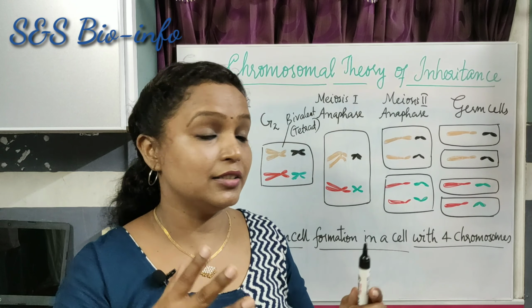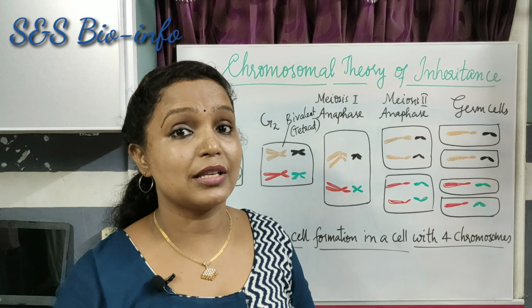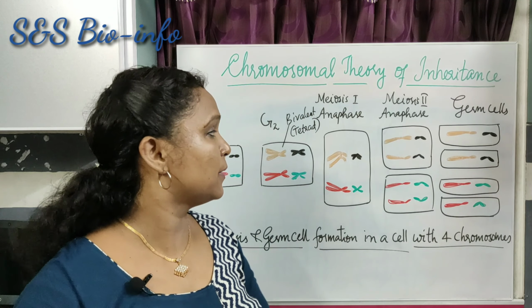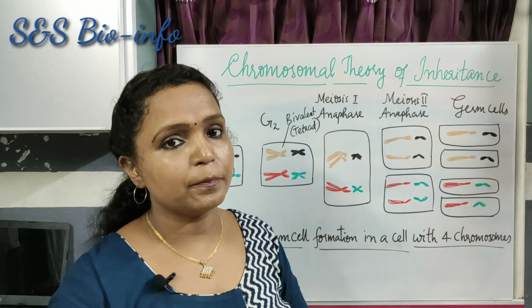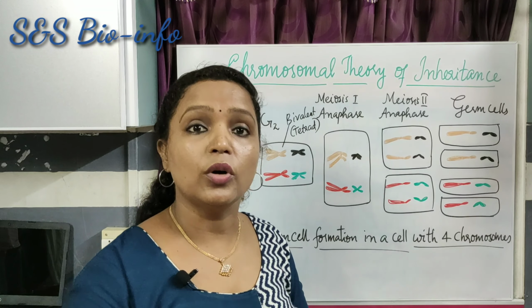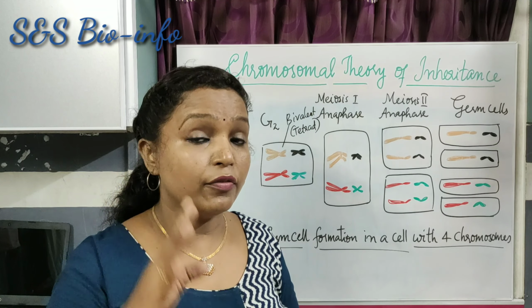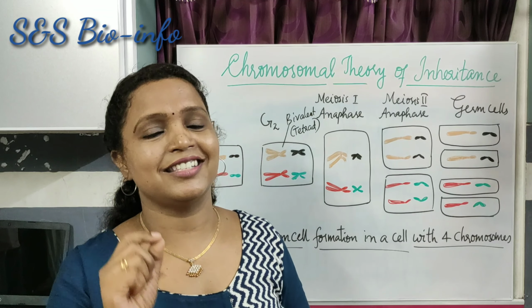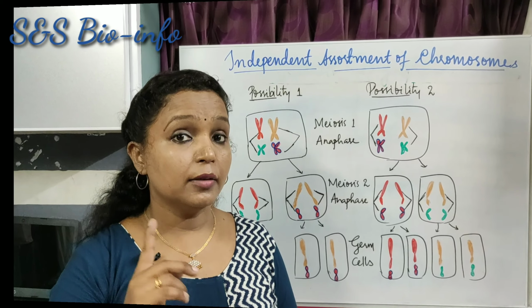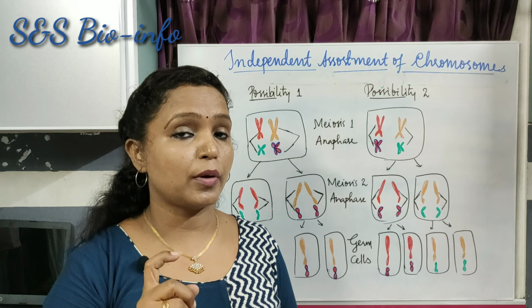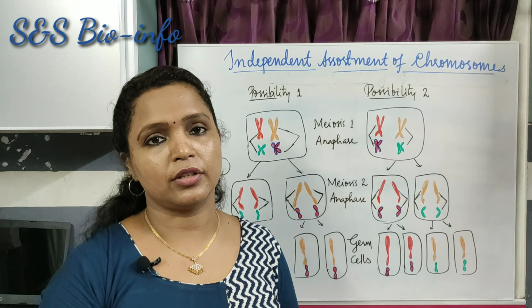So that is the germ cell formation. Germ cells are haploid in nature because reduction division takes place during meiosis 1, and equational division takes place during meiosis 2, which leads to the formation of 4 haploid germ cells from a diploid cell. In the previous diagram, you could observe the segregation of chromosomes and chromatids during germ cell formation.